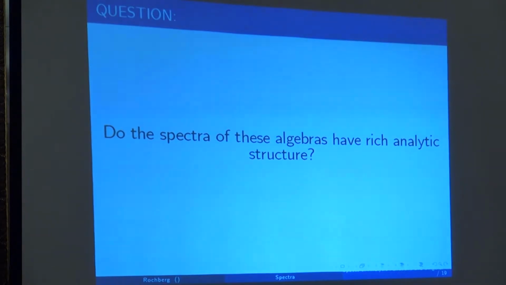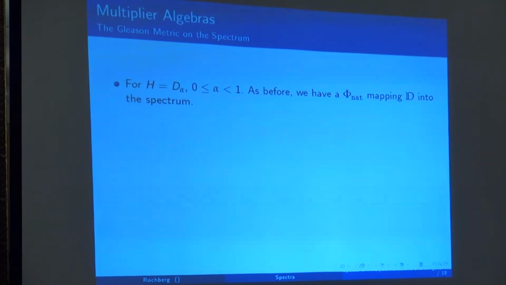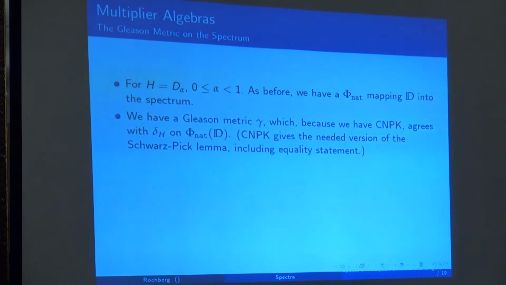And the question is whether these algebras have a rich analytic structure. In specific, are there analytic disks inside the spectrum? Namely, are there images of the unit disk in the spectrum so that every function in the multiplier algebra restricts to those disks as an analytic function? They carry Gleason metrics. There's a natural map again, mapping the open unit disk into the spectrum, and the Gleason metric agrees on that image with the metric delta sub H that we defined previous hour.